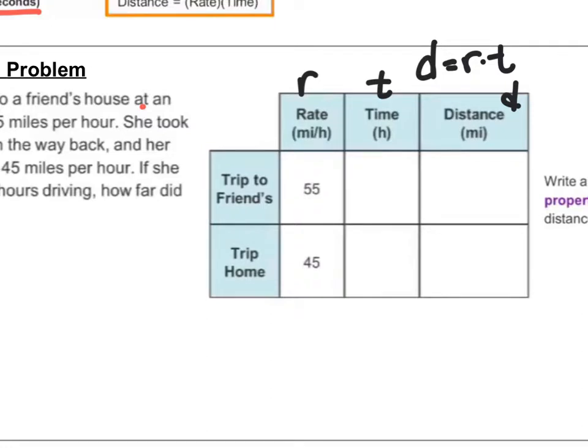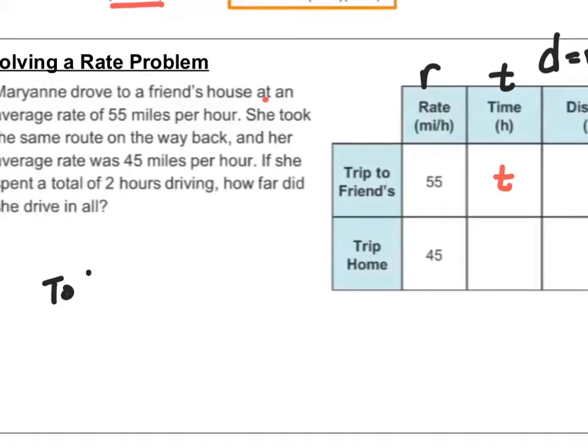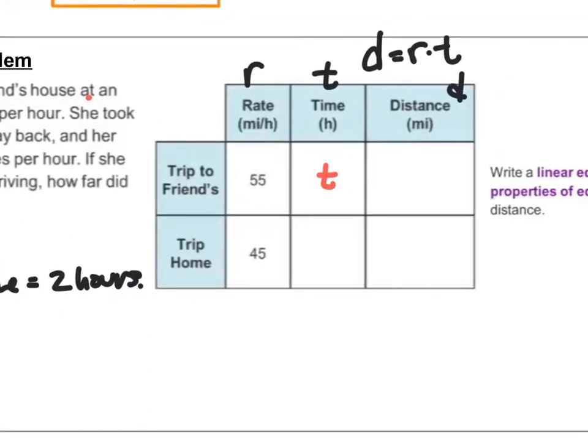So what I want to do is model this. I don't know the time it took to go to the friend's house, so I'm just going to call that t. On the other one, I can't just put a time, but I do know that the total time took 2 hours. So I'm going to write this down: the total time is 2 hours.